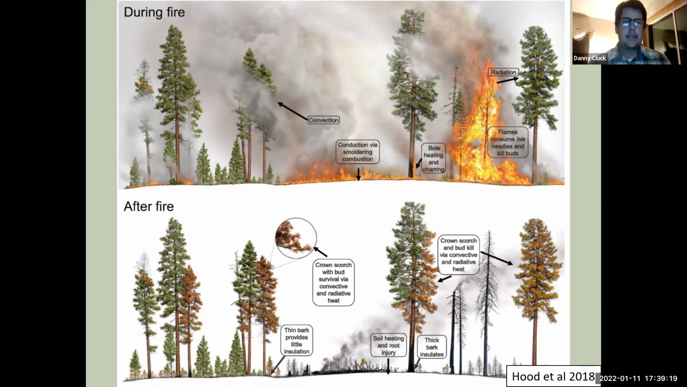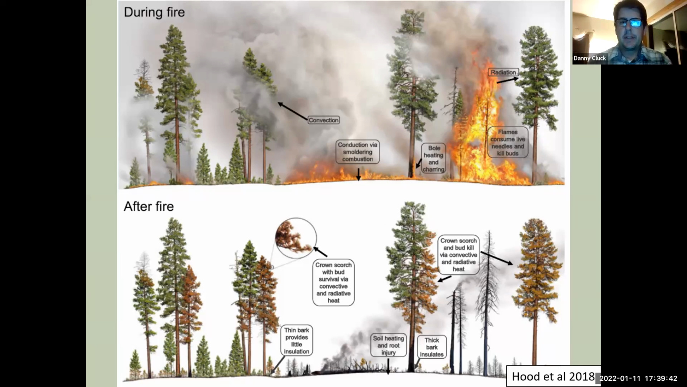And for trees like, and we'll get into this, long needle pines, you can have this crown scorching through the entire crown or portions of the crown, but you might have bud survival. And so for our ponderosas and our Jeffreys, we can see those crowns all brown, but then the following growing season, you will see green shoots popping out where the buds survived.